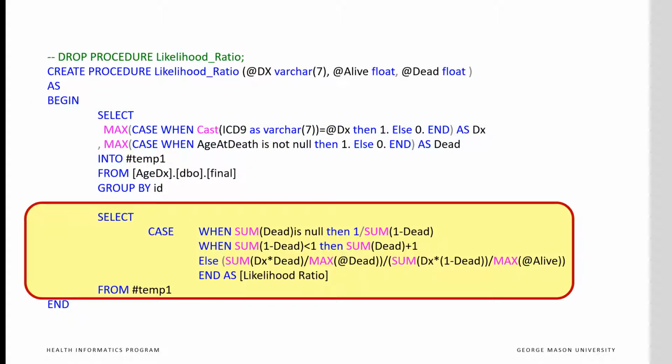Next, the likelihood ratio is calculated for patients who have the diagnosis. Separate calculations are done for situations where no one with the diagnosis is dead, where everyone with the diagnosis is dead, and where some of the patients with the diagnosis are dead and some are alive.